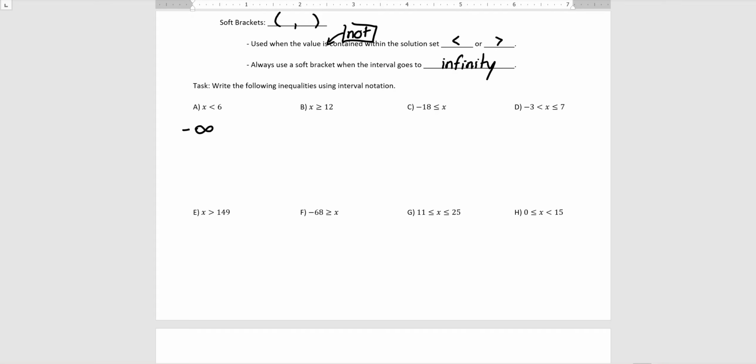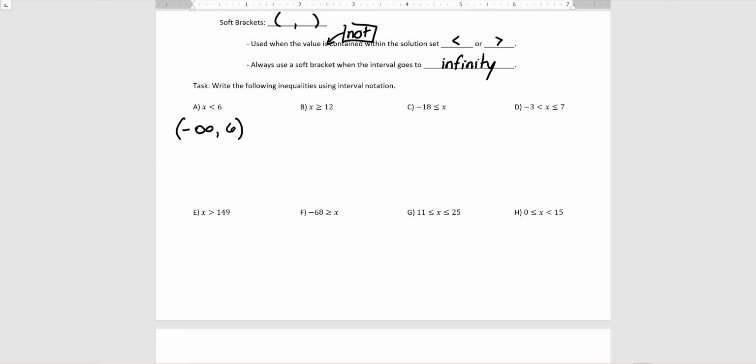And what's the largest we can go? We can go all the way to 6 on that number line. Now, what type of brackets do we want to use? Notice we write least, comma, greatest, and then we use our brackets. Infinity always has a soft bracket, because we can't contain that. What about for 6? Since x is strictly less than, not less than or equal to, 6 is not contained within the solution, so it'll be a soft bracket there as well. So our answer would be soft bracket, negative infinity, comma 6, soft bracket, which is saying x is between negative infinity and 6. It can't equal any of those, though.